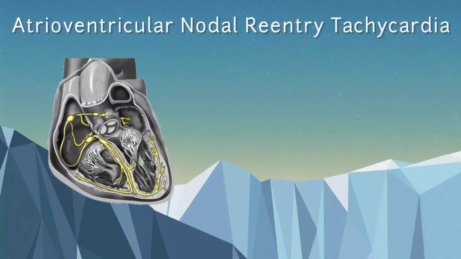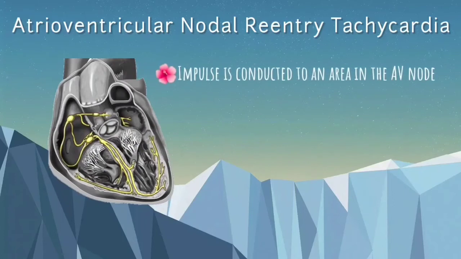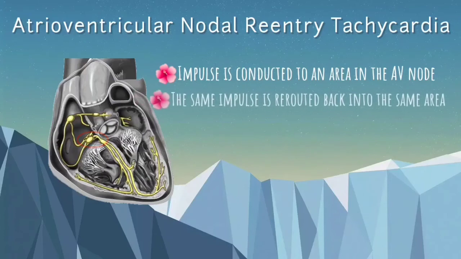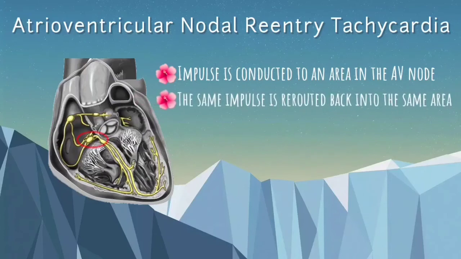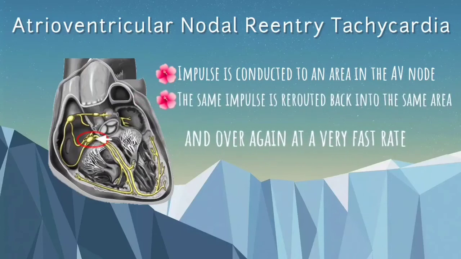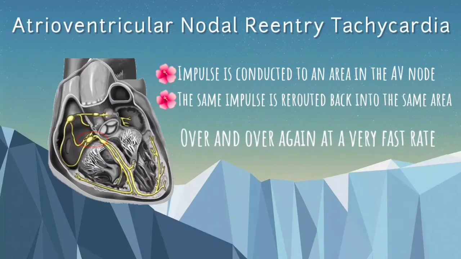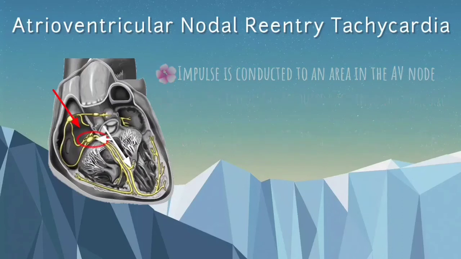This is a common dysrhythmia that occurs when an impulse is conducted to an area in the AV node that causes the impulse to be rerouted back into the same area over and over again at a very fast rate. Each time the impulse is conducted through this area, it is also conducted down into the ventricles, causing a fast ventricular rate.